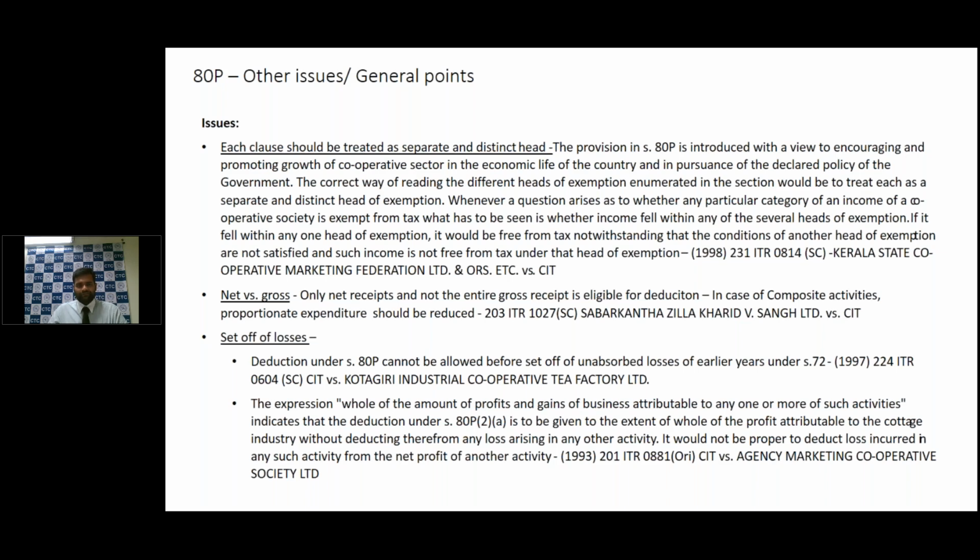Supreme Court has also held in the case of Kotagiri Industrial Cooperative Tea Factory Limited that 80P can be claimed only in respect of income which has been derived after setting off of the unabsorbed losses of earlier years under section 72. However, the Orissa High Court has held that when I am eligible for deduction under section 80P in respect of two activities, earning profit in one and loss in other, I need not reduce the loss of one activity against the income of the other activity to compute deduction in respect of the other activity. The activity in respect of which I am earning profit, deduction has to be computed independently without reduction of the loss in respect of the other activity. It's a very useful judgment.